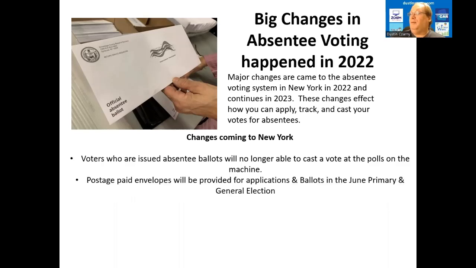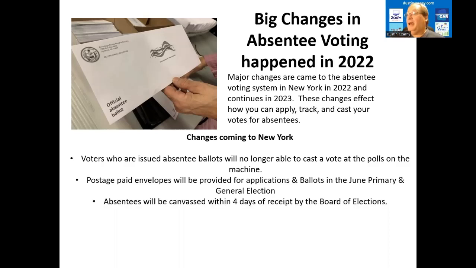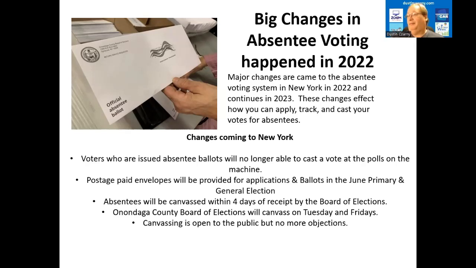Postage paid envelopes will be provided for applications and ballots in the June primary and general election. Absentees will be canvassed. That means the envelopes will be inspected to make sure that they are valid within 4 days of receipt by the Board of Elections. Onondaga County Board of Elections will canvass on Tuesdays and Fridays.